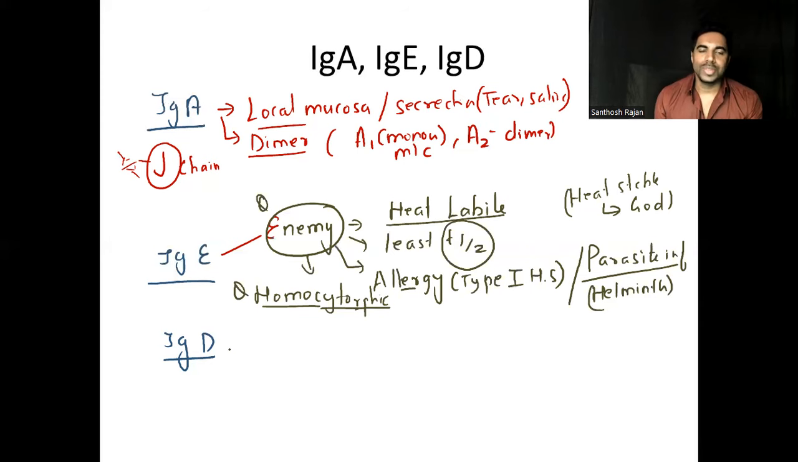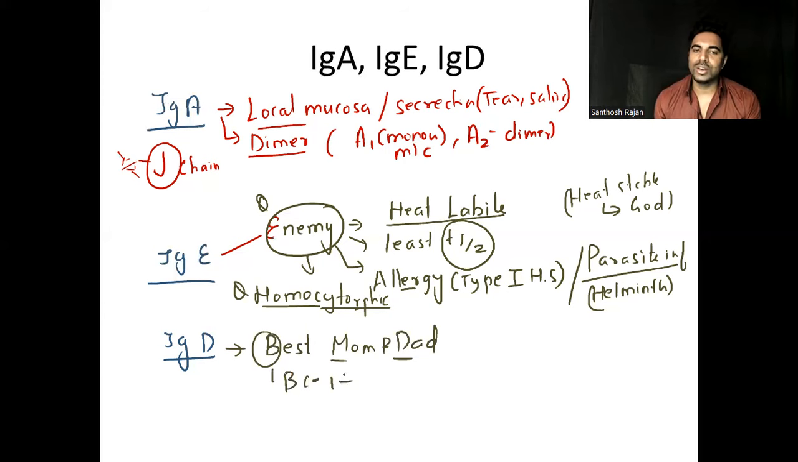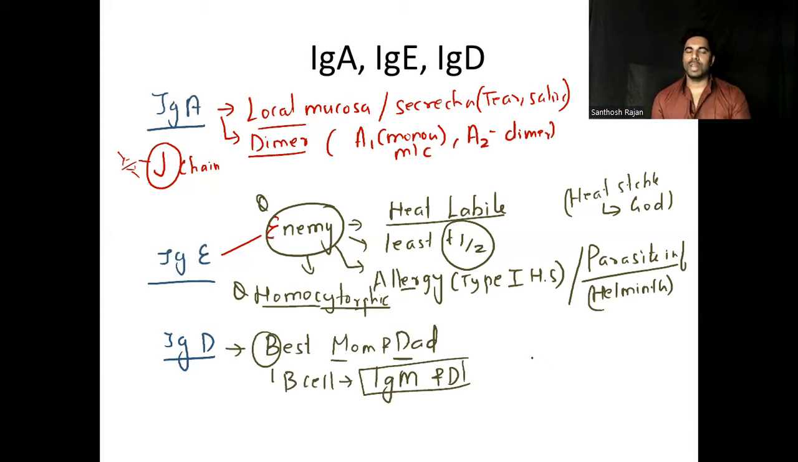And D. The clue for D is very simple. I always remember it like this: best mom and dad. That means what? B for B cell. So the B cell receptors are what? IgM and IgD. So D has an important role here. That's it. And of course, it's made up of dextrose sugar, not that important.